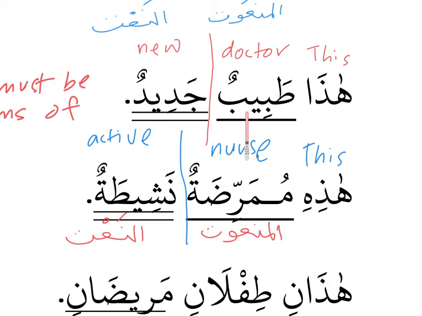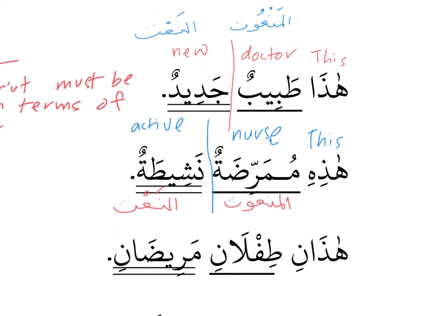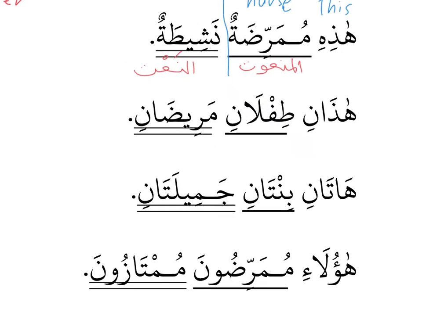Yeah, so we say tabib jadid. If you look at example number two, mumarrida, this is also in the mufrad form, singular. Therefore, the word nashida has to be in the mufrad form as well. Yeah, so that is the second rule. The first rule is in terms of the gender, muzakkar and muannas, and the second rule is in terms of the number. Let us look at the other two examples.